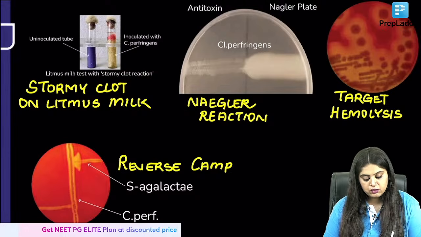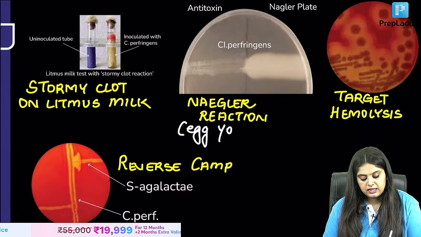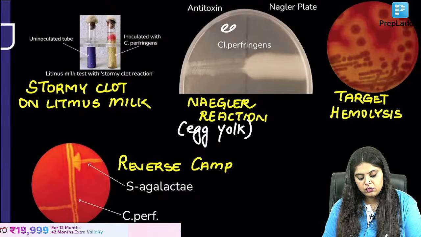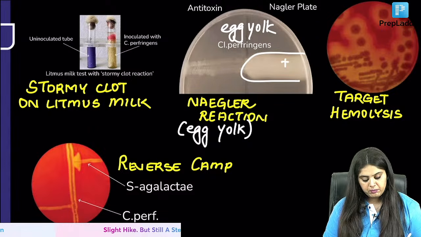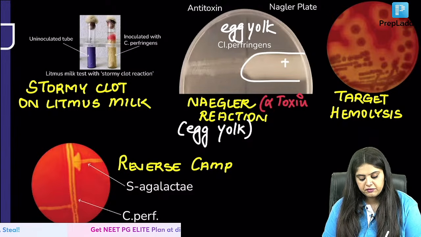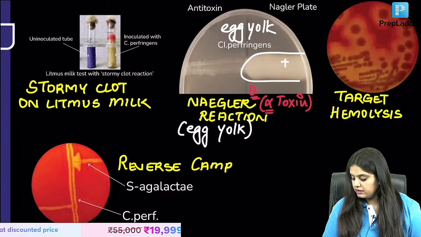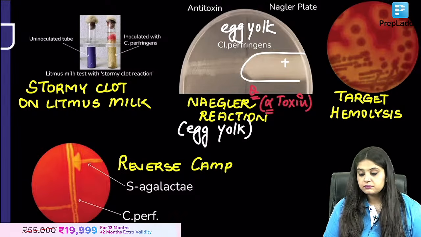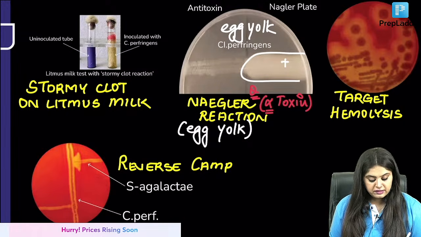The questions that they will ask you: which is the test or which is the agar that you have used in the Nagler reaction? This is the egg yolk agar that I have used over here. And when you see this kind of reaction, opaque area बन जाएगा, that is going to be positive. Nagler reaction tests for which toxin of Clostridium perfringens? Question for NEET PG students. Alpha toxin of Clostridium perfringens is going to be tested over here. So that is known as Nagler reaction.